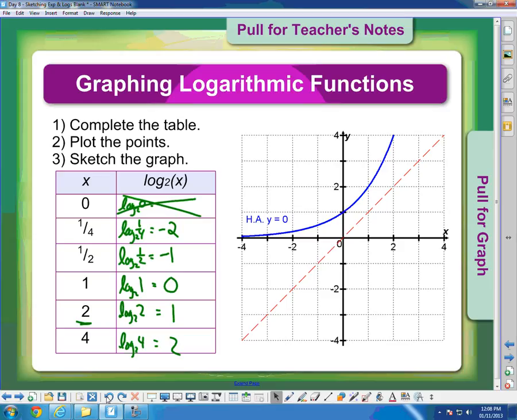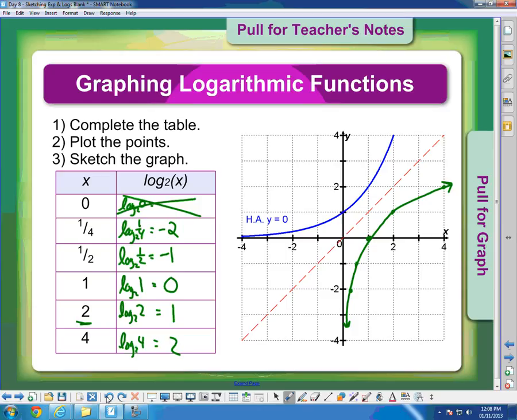So let's go off and sketch this. I'm going to start at 1/4, which is right about here, and -2. So that goes about there. 1/2 and -1. 1 and 0. 2 and 1. And 4 and 2. And we sketch this as the logarithmic function.